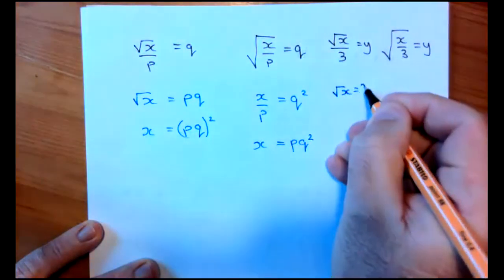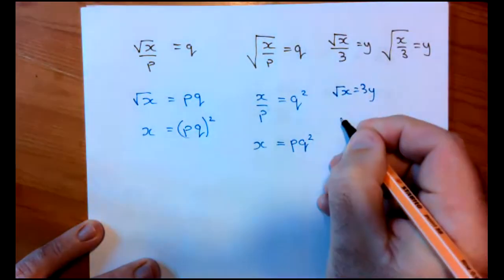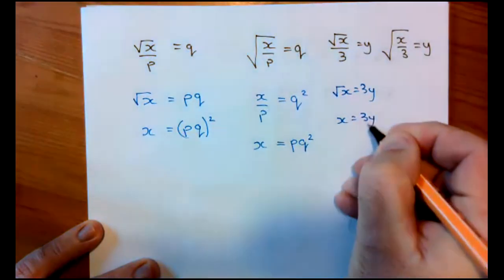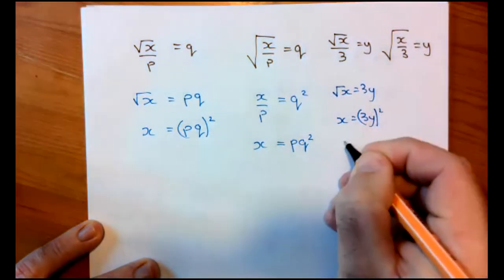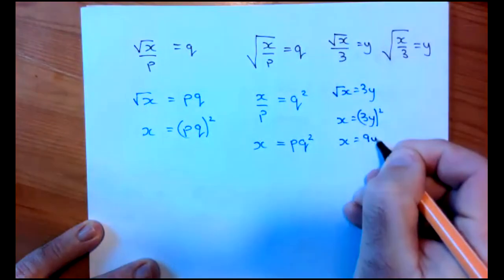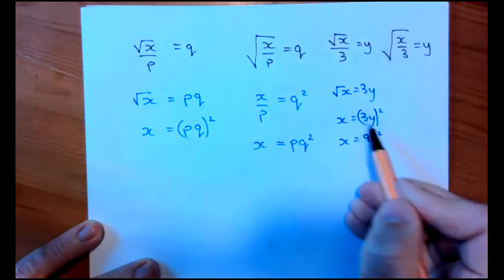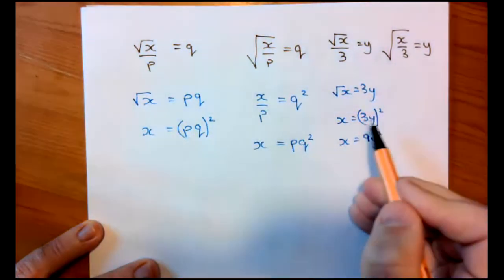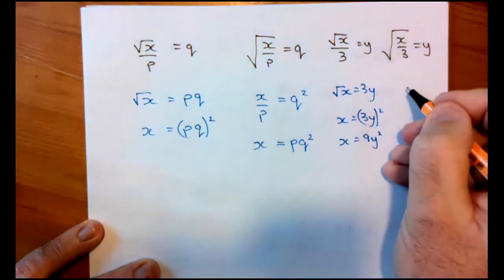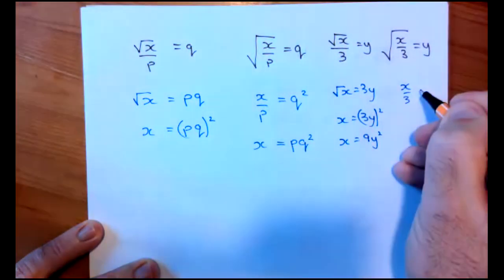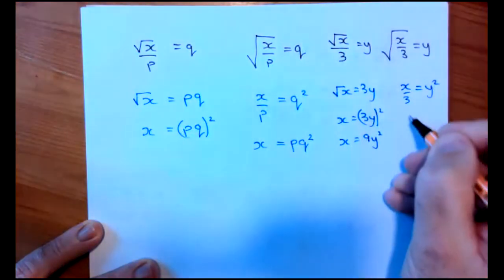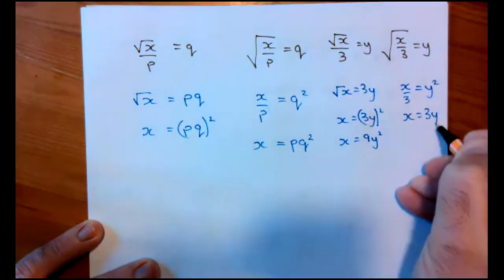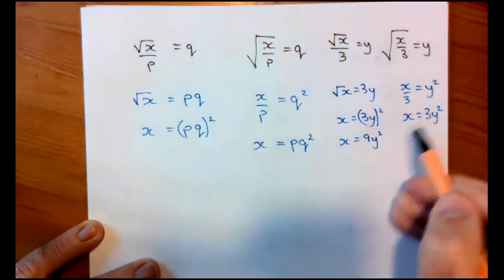Third one, root x equals 3y. So x equals 3y all squared, which could be written as x equals 9y squared if you wanted to. But this answer here is equally correct. And the last one, x over y, so x over 3 equals y squared, x equals 3y squared. Notice the difference between these two.